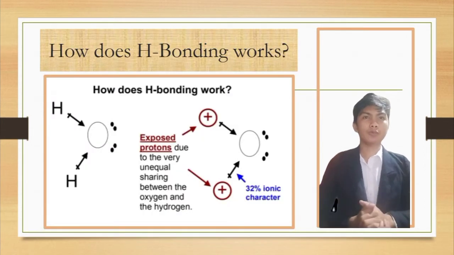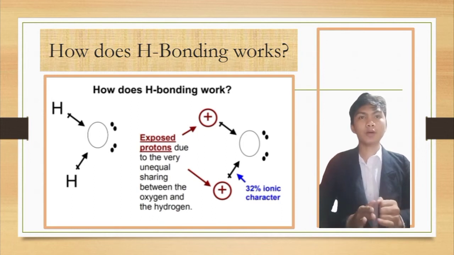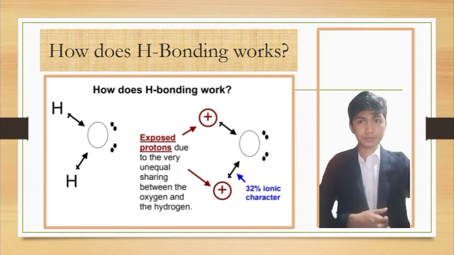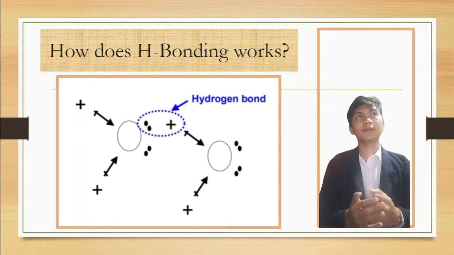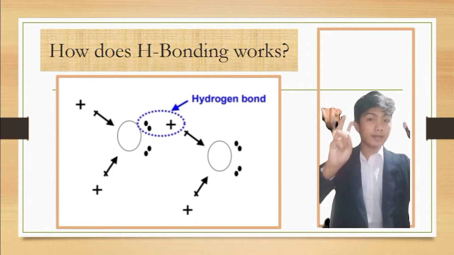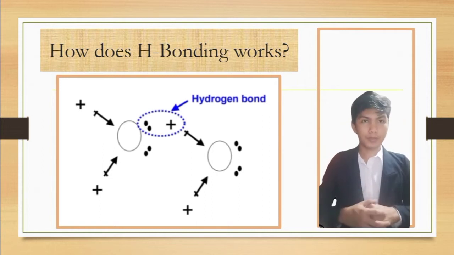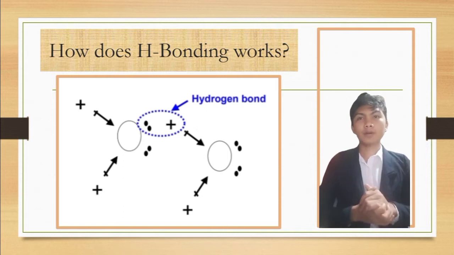So how does H bonding work? As you can see in the figure, the proton is exposed due to the very unequal sharing between the oxygen and hydrogen, and the 30% ionic character. The hydrogen atom is very much exposed, or naked, due to the unequal sharing with the oxygen. The naked proton is attracted to the lone pairs of electrons on other molecules. A temporary association of these two parts of adjacent molecules produces the hydrogen bond.